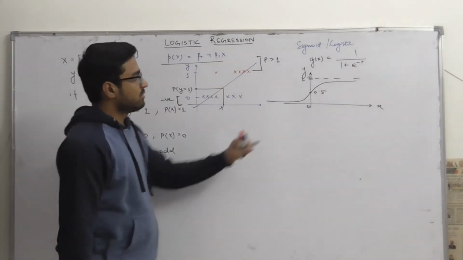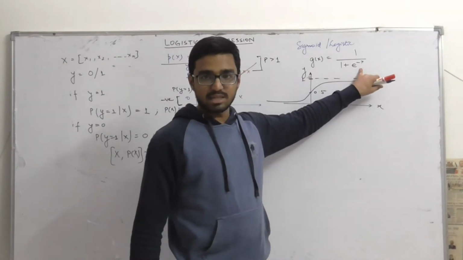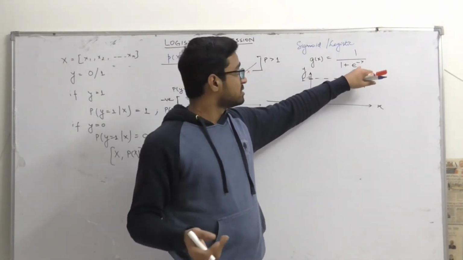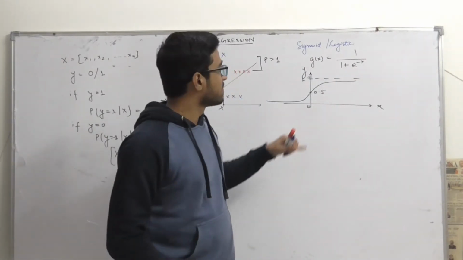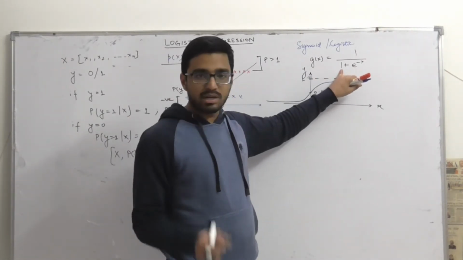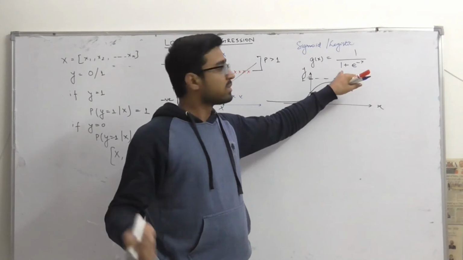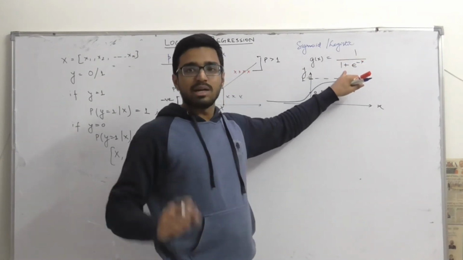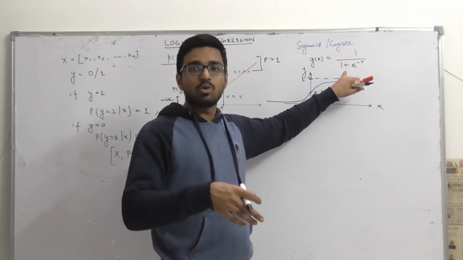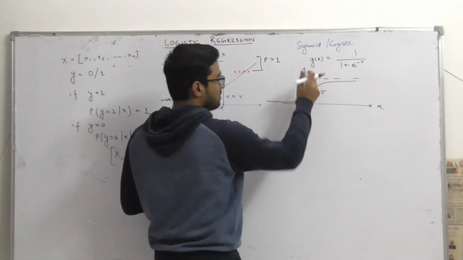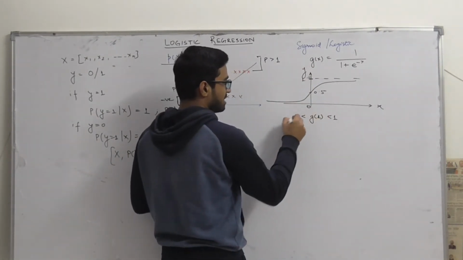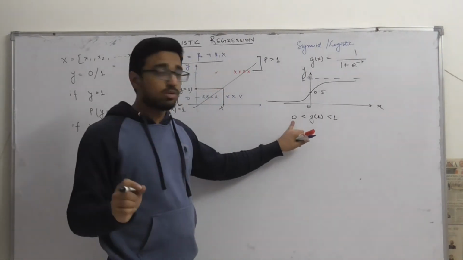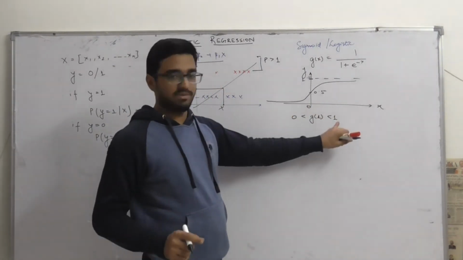Okay, so we know that e to the power minus x varies from 0 to infinity. The range of this function is 0 to infinity, and adding 1 to it, the range becomes 1 to infinity. Now if we reciprocate it, its value becomes from 0 to 1. Hence the value of the logit function is smaller than 1 but greater than 0, and it is very important to note that it excludes 0 and excludes 1.